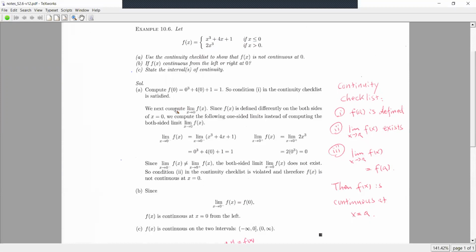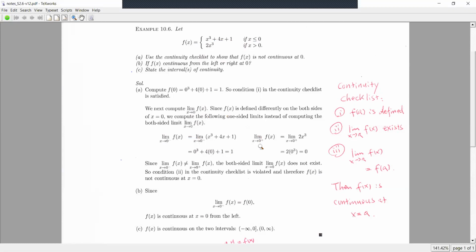Instead of computing the both-side limit at 0, I compute the left-hand side limit and right-hand side limit at 0. When x approaches 0 from the left, that means that x is less than 0. When x is less than 0, this is the function. So we have this equation. Now to find this limit, plug in 0 in x, then the limit is this number. This number is 1.